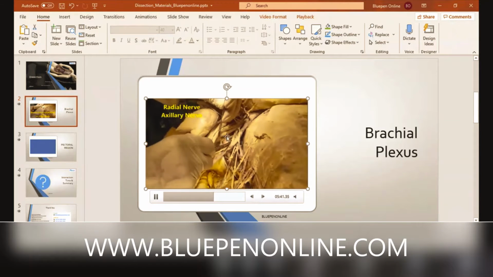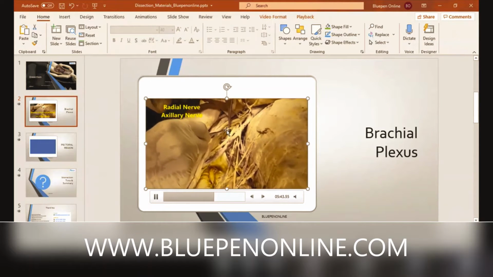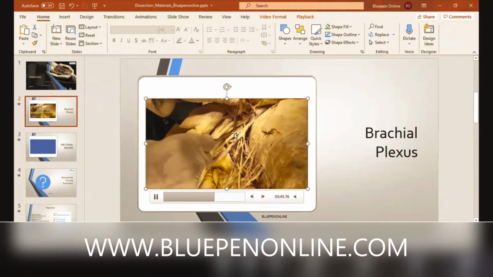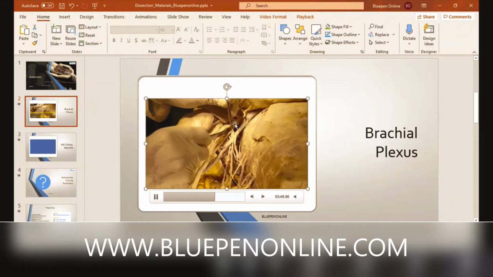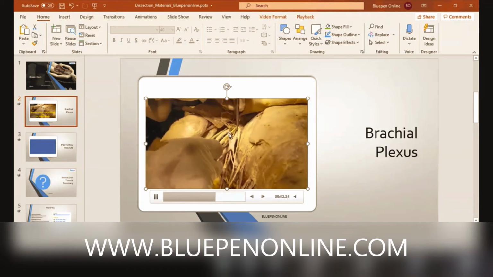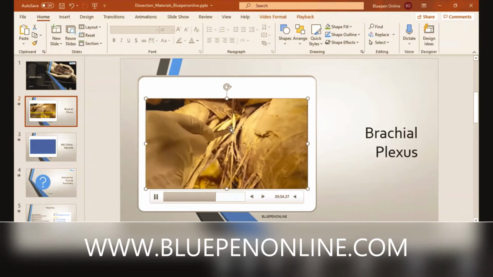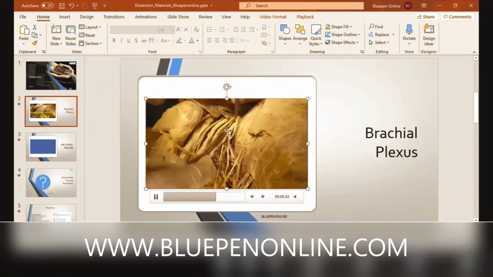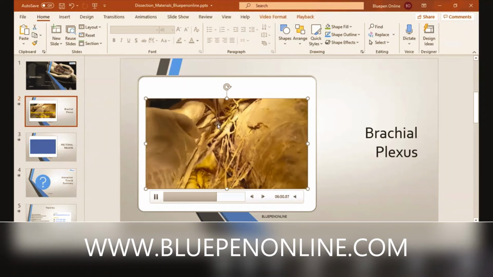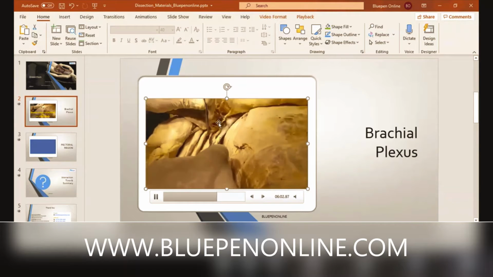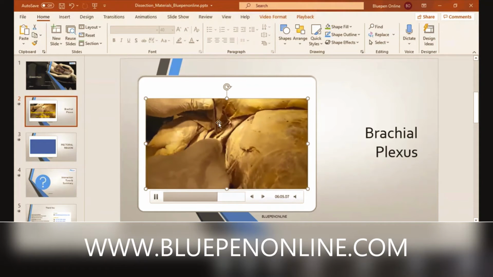So the terminal branches of the posterior cord. So see, this is the radial nerve and this is the axillary nerve. So these are the two terminal branches of the posterior cord. This one. Okay. So in between the posterior cord, two terminal branches.